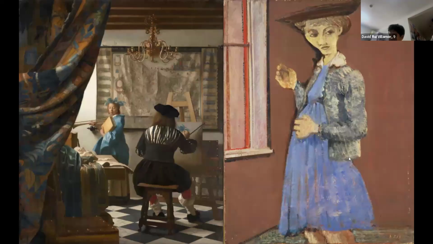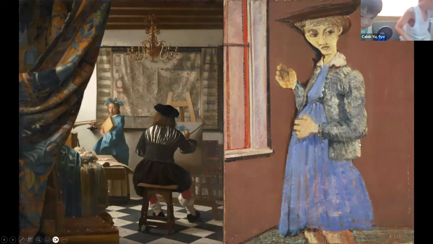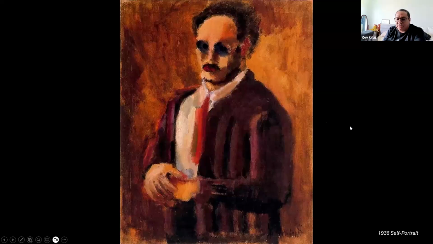And then you could see that the surrealist painters during that time loved translating old classical paintings into their own style. And this is his version of this painting. Again, his self-portrait, which was done in 1936.